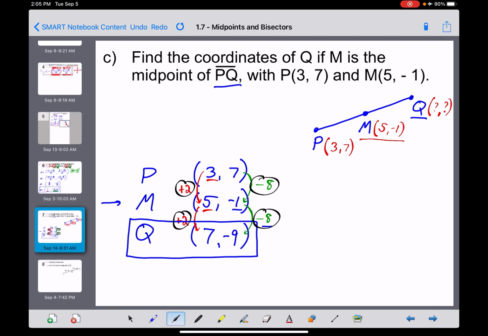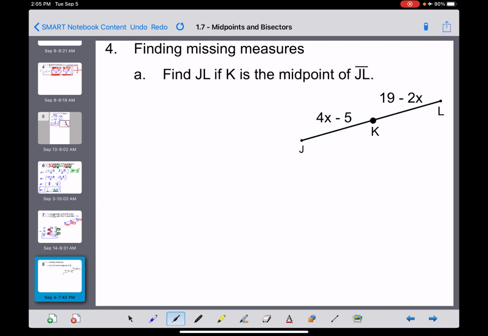All right, guys, and I just have one more problem to do with you. I don't really know that it needs to be done because we've already talked about problems like this earlier in the chapter, but they reintroduce these problems here in 1.7 with a word. So they call these problems finding missing measures, and let's read our directions. Find the measure of JL if K is the midpoint of segment JL. So they wanted you to see this problem again, but now using the word midpoint.